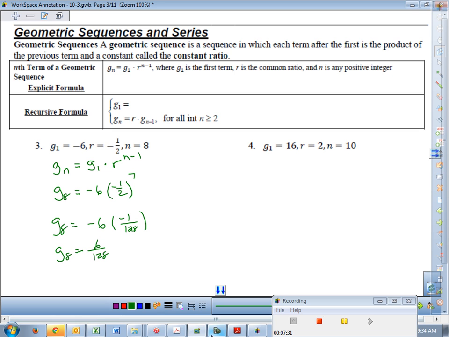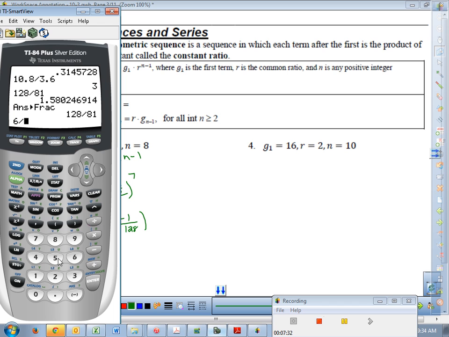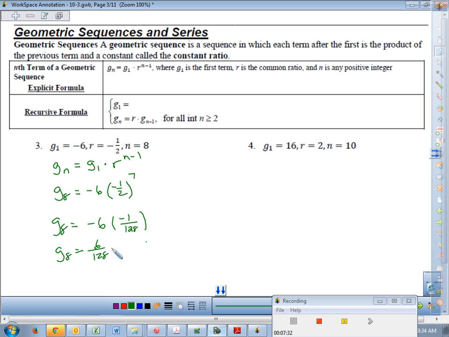Cool. See if it reduces. 6 over 128. Math, enter, enter. Obviously it reduces. What does it reduce to? 3/64.